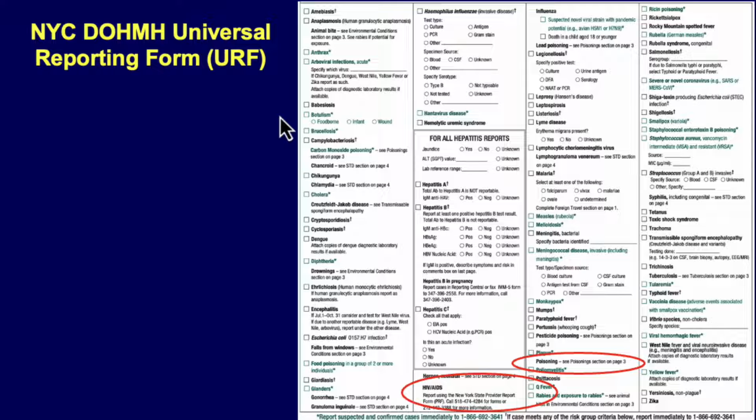The ones that require immediate reporting by phone to the health department are indicated clearly by an asterisk and also highlighted in green. And although providers in New York are required to report new diagnoses of HIV or AIDS, they're not supposed to do that using this form. There's a separate reporting process and form for HIV that's required by New York State Health Department regulations, and that's going to be covered in more detail in our next session.